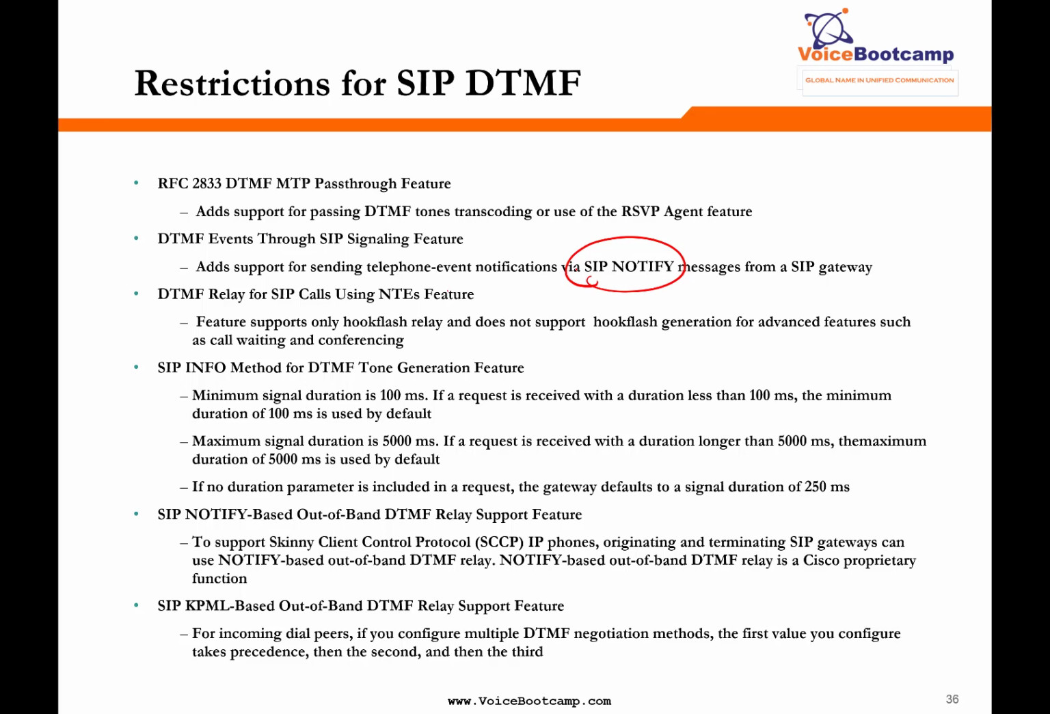SIP info method for DTMF tone generation feature, which basically dictates that the minimum signal duration should be 100 milliseconds. If the request is received with a duration less than 100 milliseconds, the minimum duration of 100 milliseconds is used by default. The maximum signal duration is 5000 milliseconds. If the request is received with a duration longer than 5000, then the maximum duration of 5000 will be used by default.